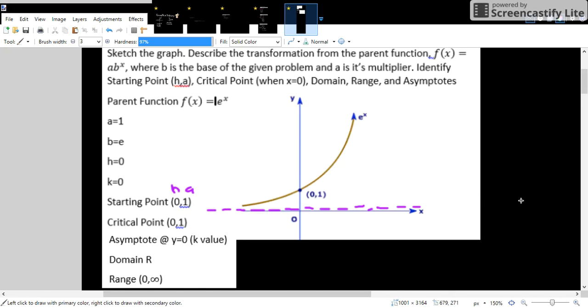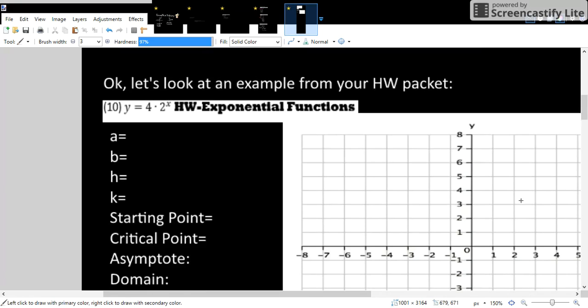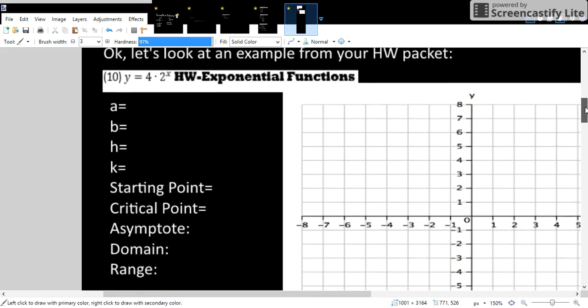So using this example, let's go ahead and try an example from the homework packet. So if you go to the homework exponential functions, let's look at number 10. So on this one, we're going to first identify what our a is. Again, a is going to be our multiplier. That's going to be 4. Our b, that's our base, is 2.